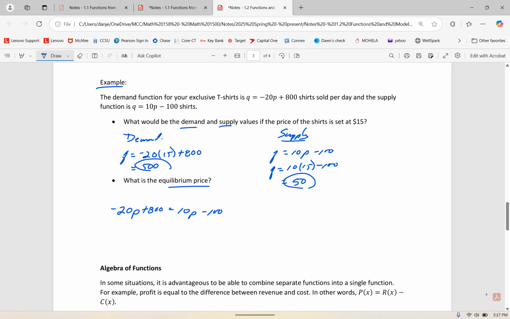Now, to do that, I'm going to add 100 to both sides. I'm also going to add 20p to both sides. Notice that 900 will equal 30p, where 30p will equal 900. If I divide both sides by 30, p is equal to 30. If I set a price of $30, my demand and my supply will be equal to each other. Okay, and you could test that out.